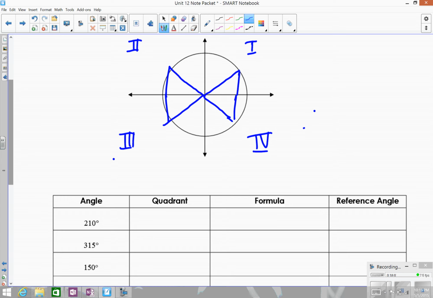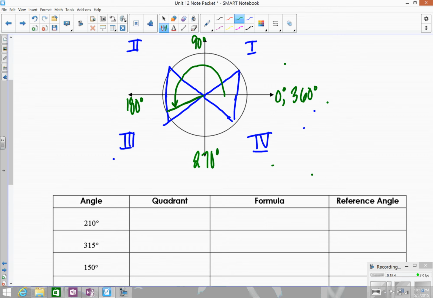So if I have the angle 210, basically this is your 0 degrees, this is 90, 180, 270, and then back to 360. And you can keep going around. But you always start here and you always go counterclockwise. So if I'm looking at 210, I would be starting here, and I'd be going past 180 somewhere down in here. And then what I would do is I would draw in this angle. So this angle here represents 210 degrees.